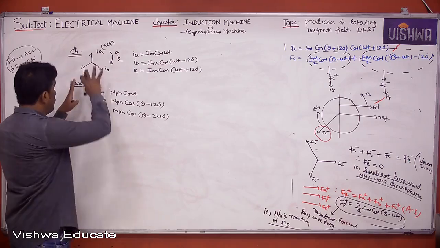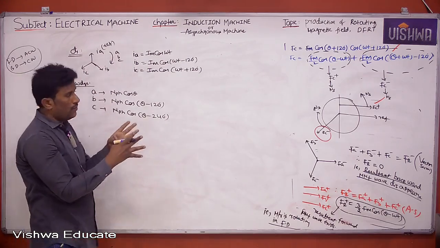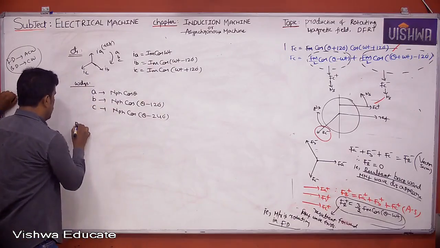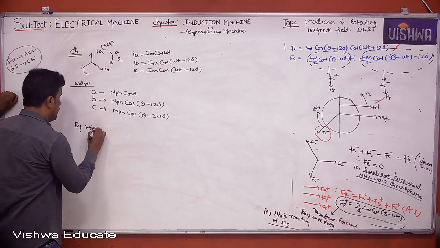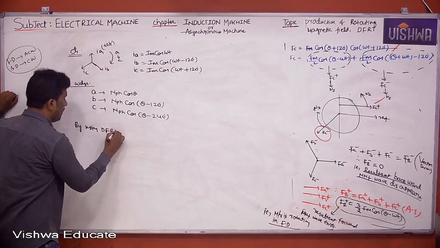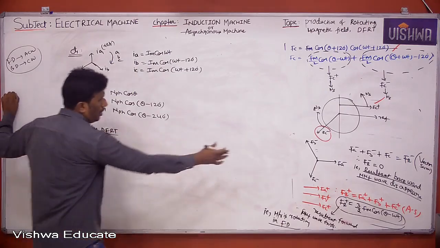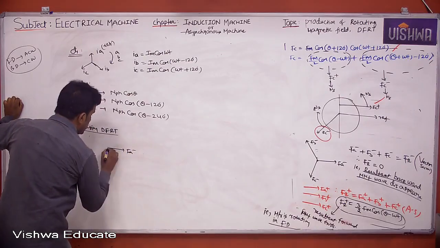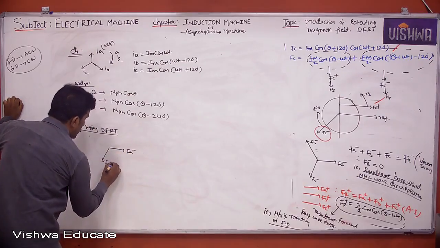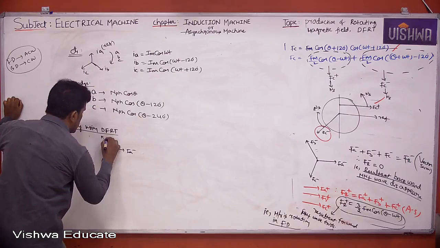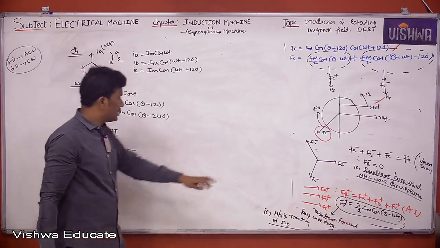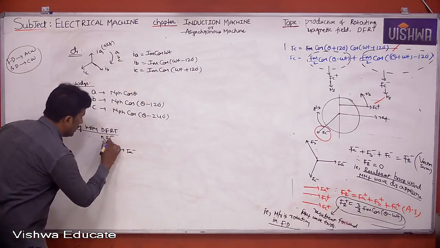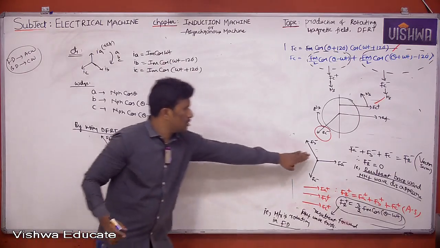Now, for this discussion, by using double field revolving theory, we got FA minus becoming like this, FB minus becoming like this, FC minus getting like this. FC minus, FB minus becoming like this, this portion.